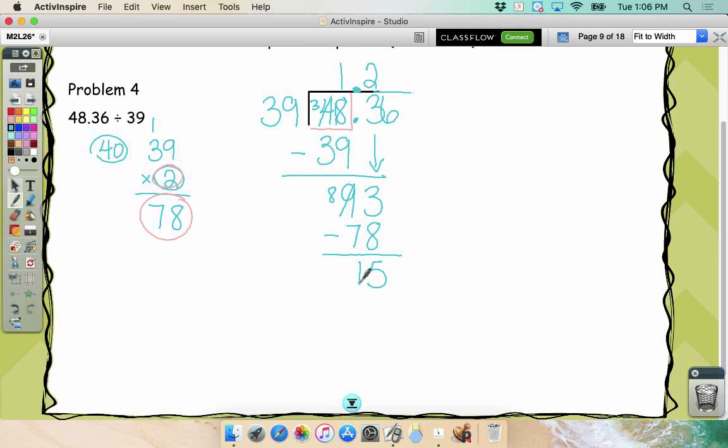So is that what you got? Now can I put the 0 at the top? Because I've really been wanting to put the 0 at the top all day. Nope. What do I need to do? Got to bring the 6 down.